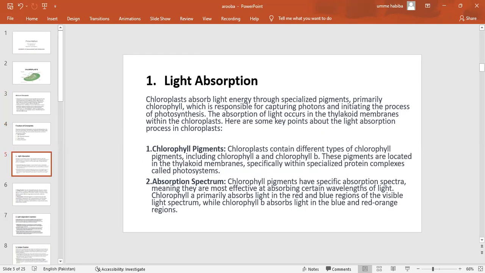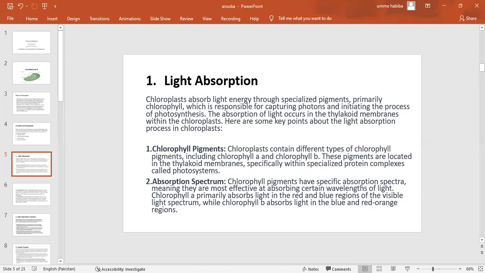Light absorption. Chloroplasts absorb light energy through specialized pigments, primarily chlorophyll, which is responsible for capturing photons and initiating the process of photosynthesis. The absorption of light occurs in the thylakoid membrane within the chloroplast. Here are some key points about the absorption process in chloroplast.